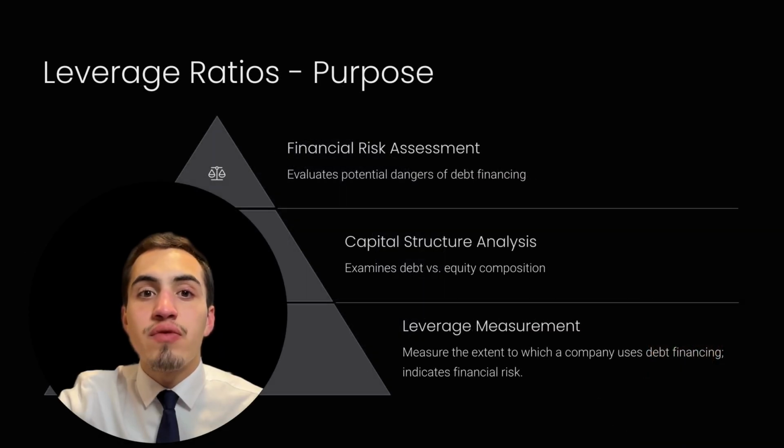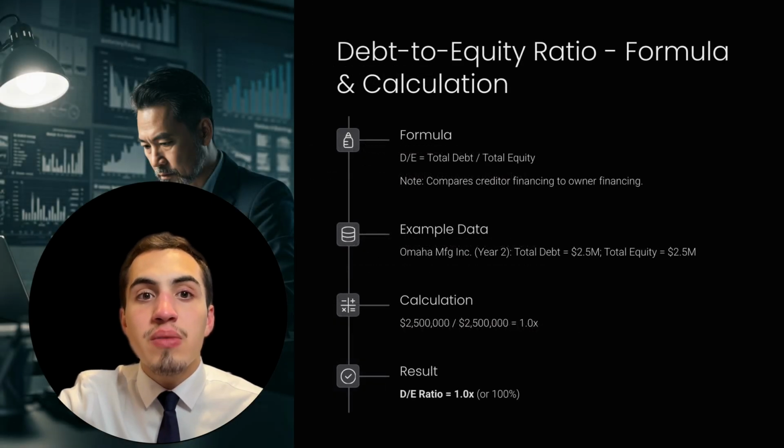Next, let's discuss leverage ratios. These ratios help us understand how much debt a company uses to finance its assets, which is a key indicator of its financial risk. A fundamental leverage ratio is debt to equity. The formula compares total debt, both short-term and long-term, to total equity. For Omaha Manufacturing Inc., assuming total debt of $2.5 million and total equity of $2.5 million in year 2, the debt to equity ratio is 1x, or 100%.